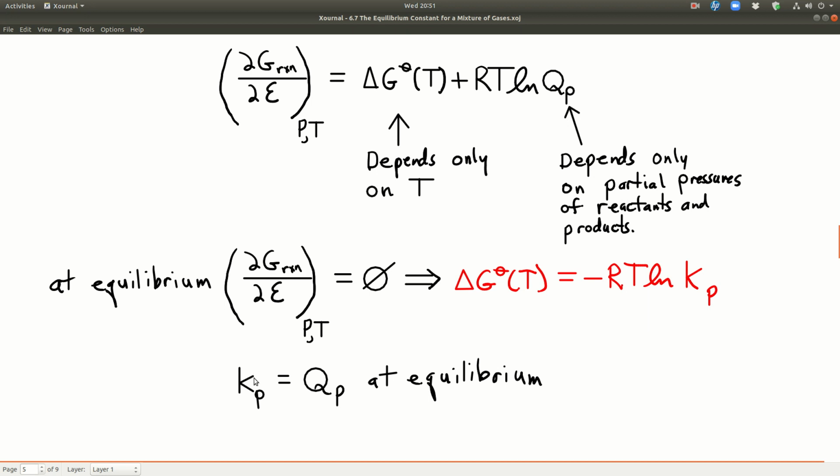Now, Q sub P, even at the same temperature, can have all kinds of different values. Whatever the partial pressures of the products and reactants are, raised to their powers, gives you a Q sub P. K sub P is always the same. It's a constant at a given temperature. It does depend upon temperature. We'll see that in a minute.